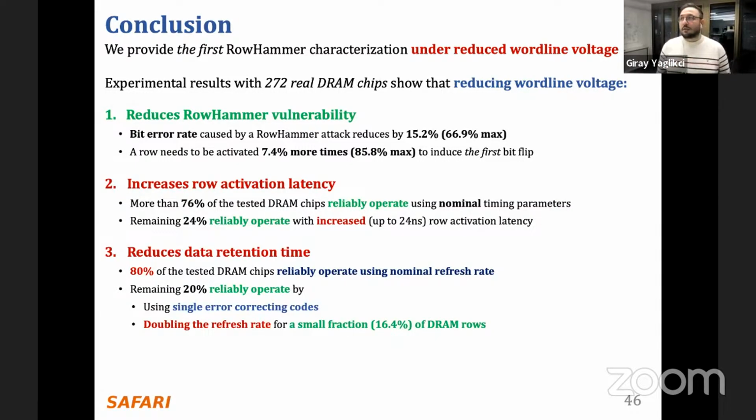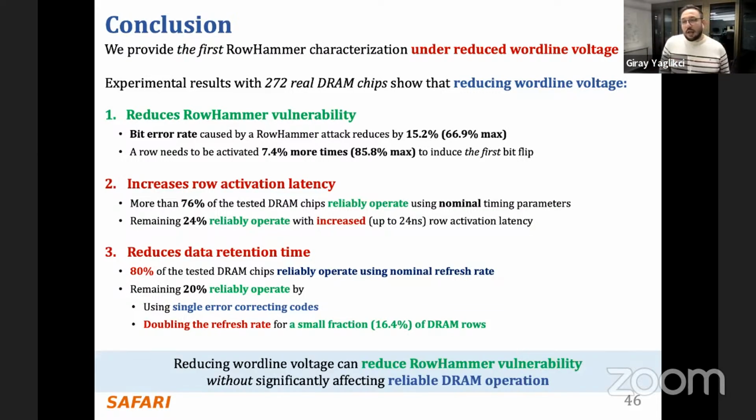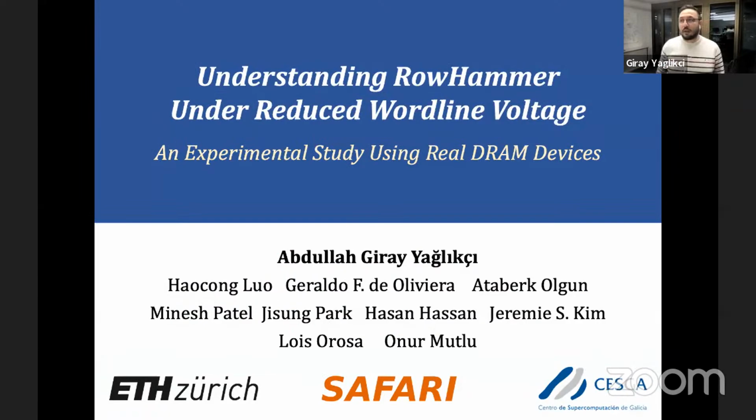And reducing wordline voltage also reduces the data retention time due to a relatively poor charge restoration process. Even though this is the case, we observe that 80% of the DRAM chips reliably operate using nominal refresh rate, and the remaining 20% can reliably operate if you implement single error correcting codes or double the refresh rate for a small fraction of DRAM rows. As a result, we conclude that reducing wordline voltage can reduce RowHammer vulnerability without significant effect on reliable DRAM operation. That's the end of my talk, and I'm happy to get any questions that you might have.